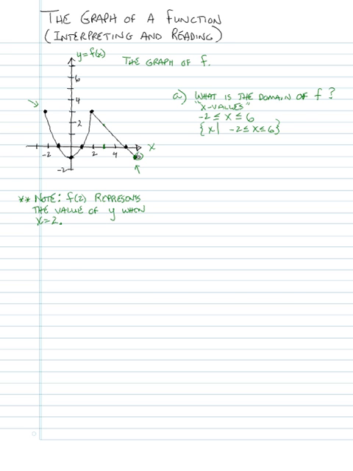Now, if we were writing this in interval notation, then we would write that as the closed interval from -2, so the brackets around -2, all the way up to +6, and we're using +6, so the brackets around +6. Second kind of question we might be asked is, what is the range? What is the range of f?